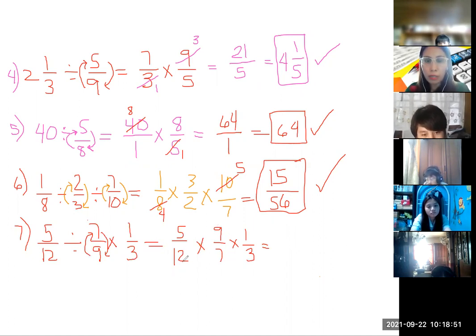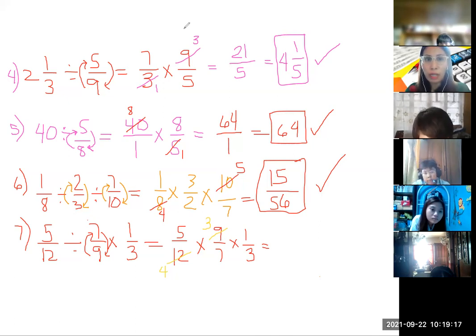Okay, are there numbers to be simplified? Yes, 12 and 3. It can also be 9 and 3, either one. 9 divided by 3 is 3. 12 divided by 3 is 4.